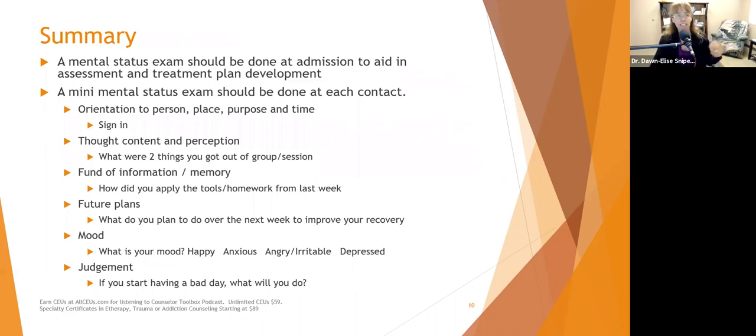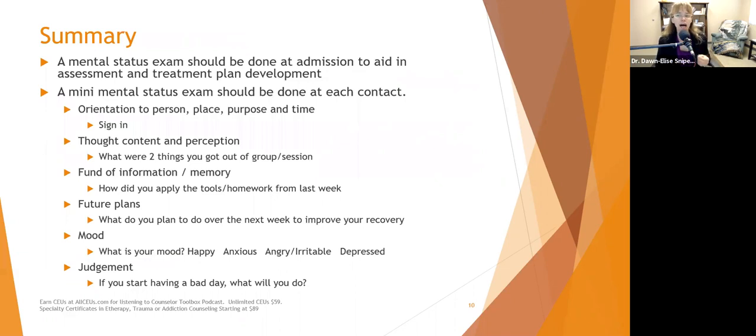This can easily be done during sessions if the person has to sign in. If they show up where they're supposed to be, when they're supposed to be there, that's pretty good orientation. Thought, content, and perception. When they come to sessions or when you're talking to them, ask them, what were 2 things that you got out of our discussion today or this group session? Gives you an idea about how well they're able to take in information, remember what you talked about, formulate it into something useful.